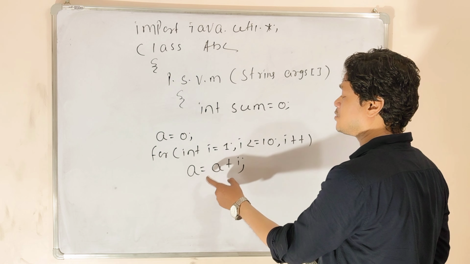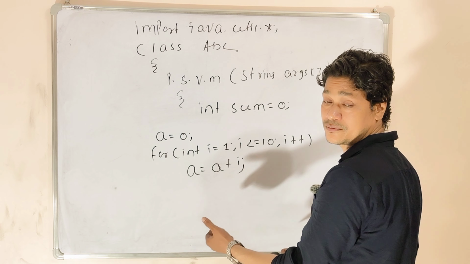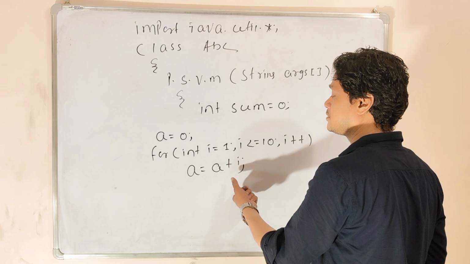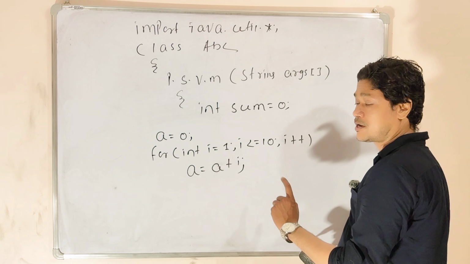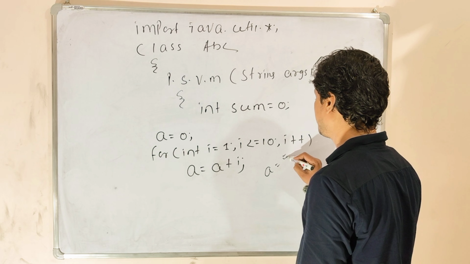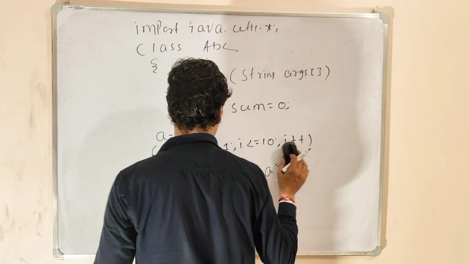Afterwards a equals to 1 plus 2, a stores 3. Then a equals to 3 plus 3, that is 6. Got it now? Yes, sir. Finally a stores how much? The total sum, 55, isn't it? Yes, sir. If we add 1 to 10 we will get 55.